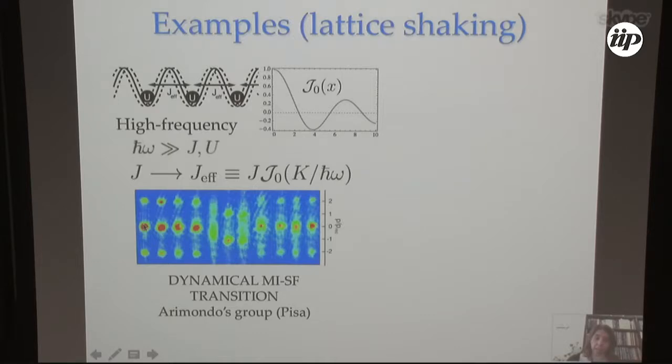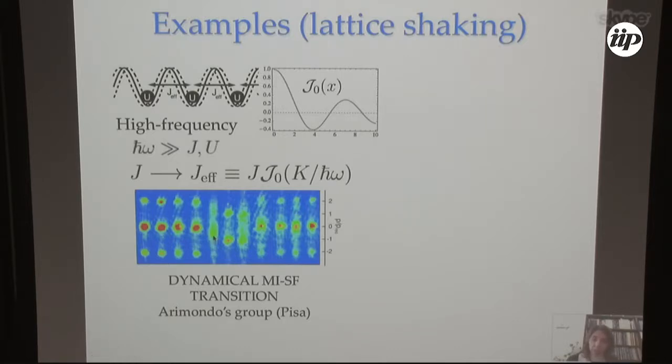And when I start ramping the time-dependent perturbation, as long as my J naught is still positive, I am still seeing the atoms condensing at the k equals 0 momentum here. But then when the effective hopping goes to 0, because J naught has a zero, my image here in k space gets blurred, and I go into a Mott insulating phase.